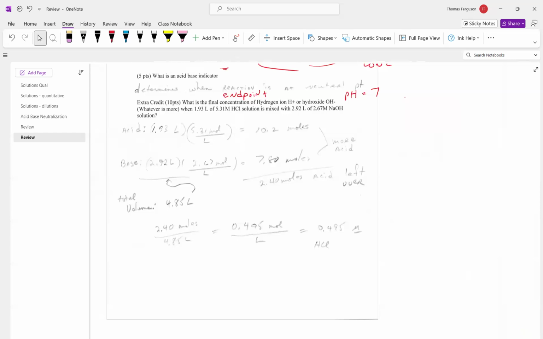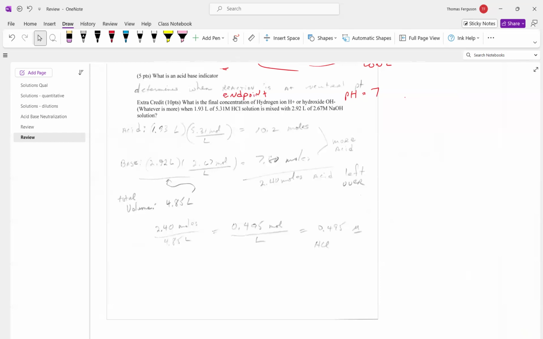This extra credit, what does it mean by whatever it's? Well, I'm dumping in acid and I'm dumping in base. One's going to be more, and this is how to find out which one. Calculate moles, because 1 mole of acid and 1 mole of base make water. That's where those are neutralized. So you need to find out how many of each you have, and then you'll have an excess. That's what you use to calculate the concentration of the H, because it's more acid than base.